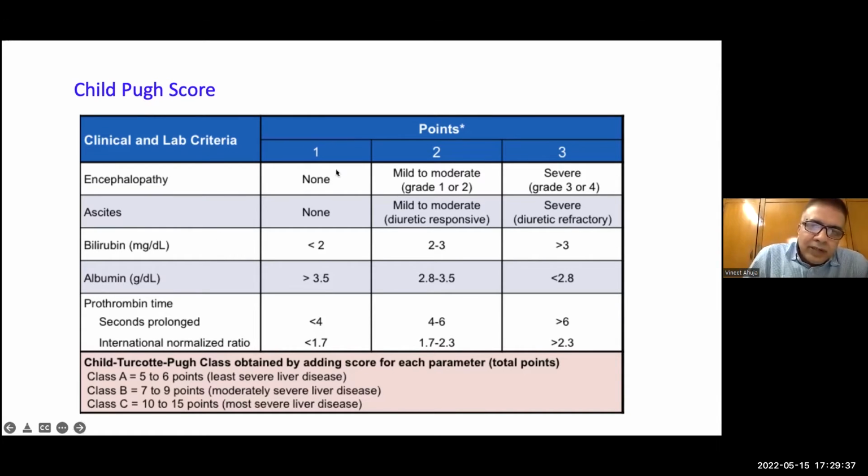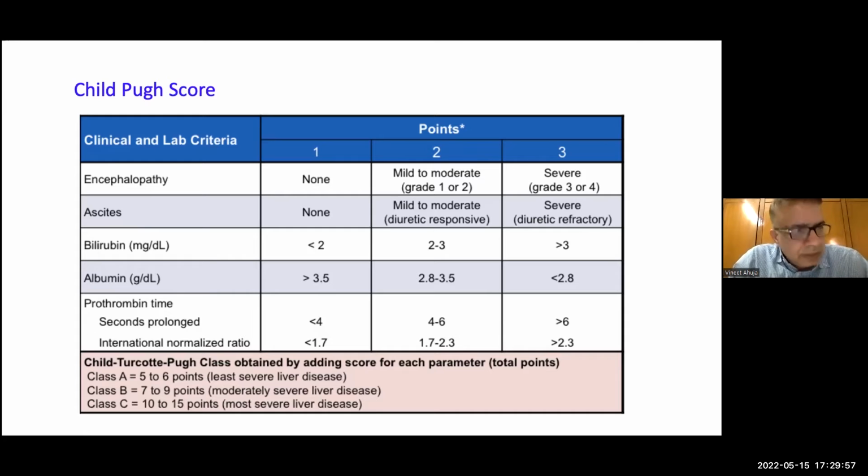You give 1, 2, or 3 points depending upon whether the patient has no ascites, mild ascites, or severe ascites. Class A is less than 6 points, that is the best, least severe liver disease. Class B is 7 to 9 points, moderately severe liver disease, and class C is 10 to 15 points, most severe liver disease.